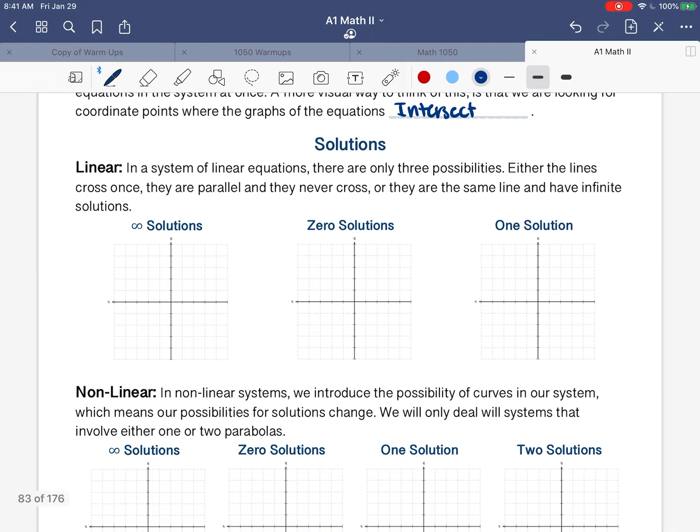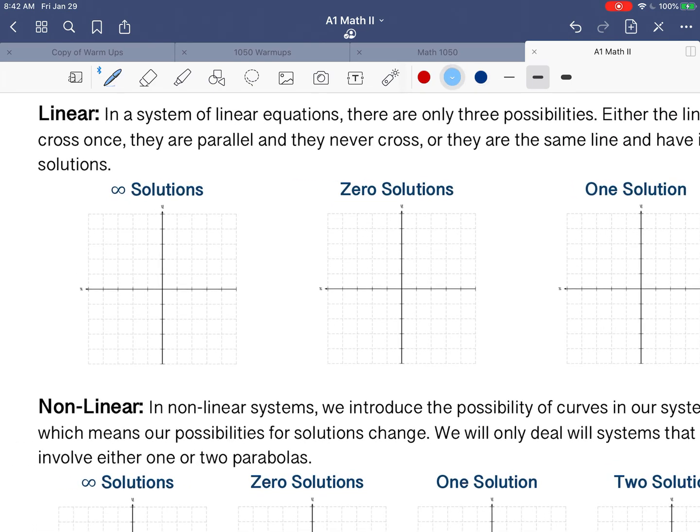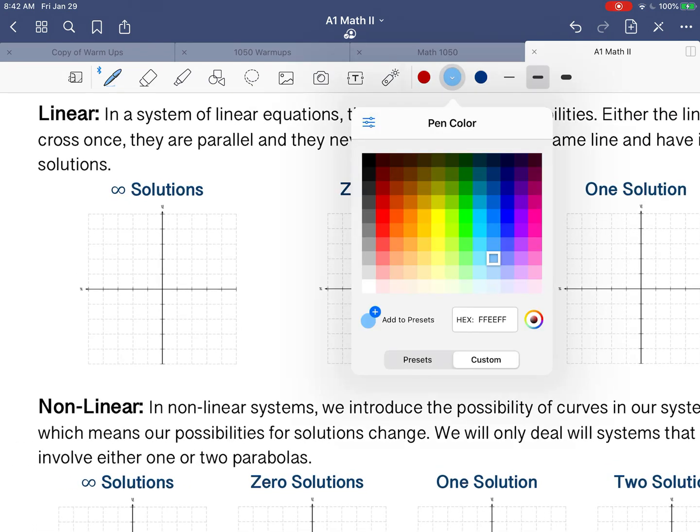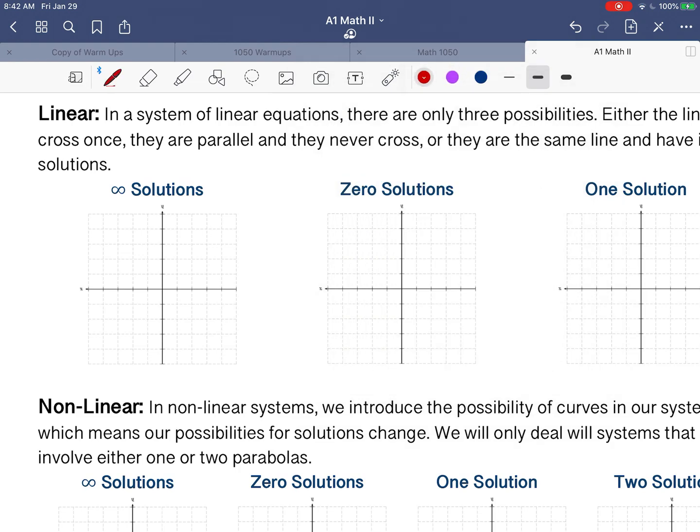So for linear systems, we really only had three possibilities. We either had infinite solutions, and maybe you'll recall, let me change my colors here. We're going to go with purple and green. Why don't we change it up? Okay. You had the option where both lines were really the same line. So all of the points on that line satisfy both equations, and so your solutions were infinite. No matter what you pick on those lines, they'll satisfy both.